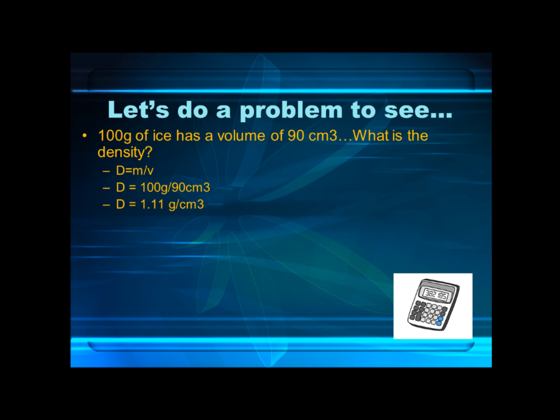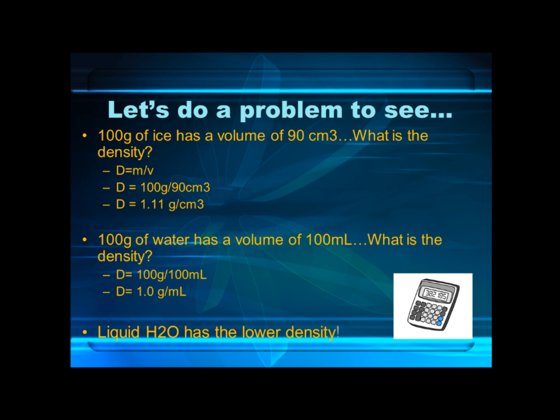Okay? Now, let's look at liquid water. Let's say 100 grams of water has a volume of 100 mLs. What is the density? Okay? 100 grams divided by 100 milliliters is 1 gram per milliliter. And we know that liquid water does have a density of 1 gram per milliliter. So that means that liquid water, liquid H2O, has the higher density. All right? I'm sorry, I should have said liquid H2O has the lower density, not the higher density. So it has a higher volume and a lower density.